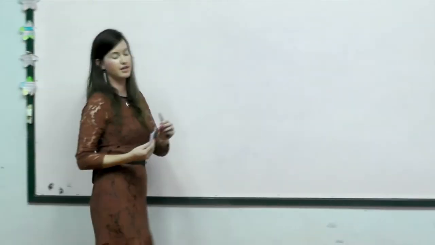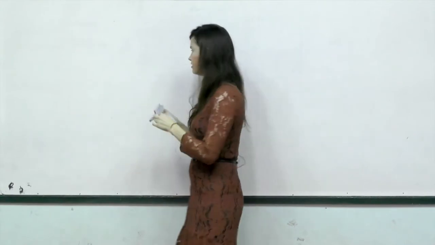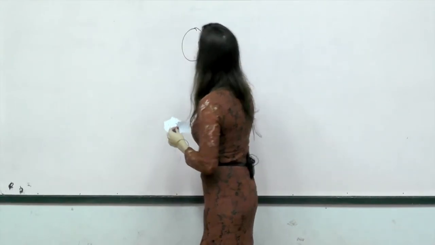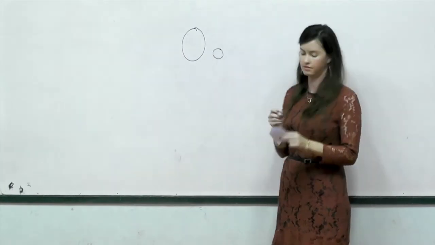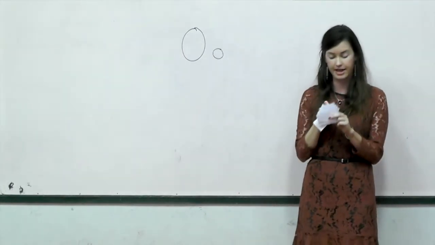So I'm gonna give you an example. If this is my card, what letter is this? It's an O. And I have the big O. So I'm gonna look around for a friend who has the little O. And I'm gonna stand with that friend, okay?